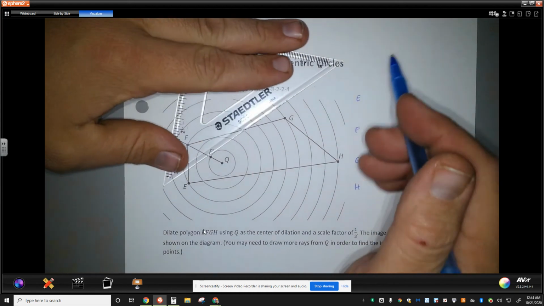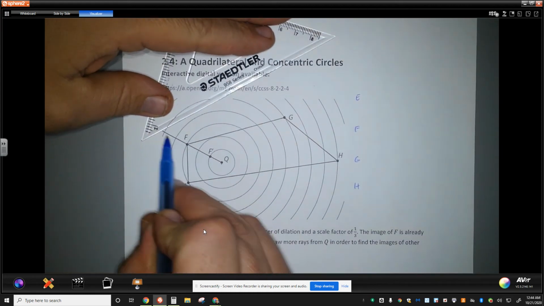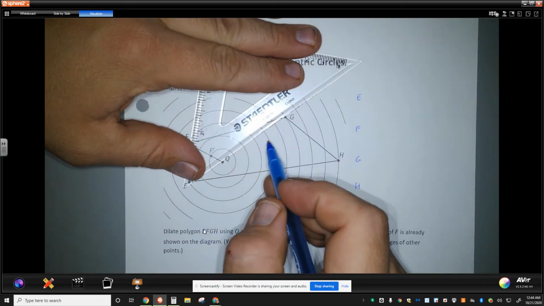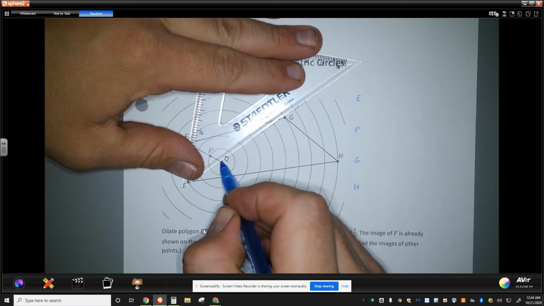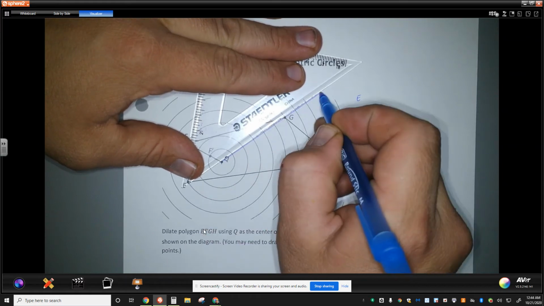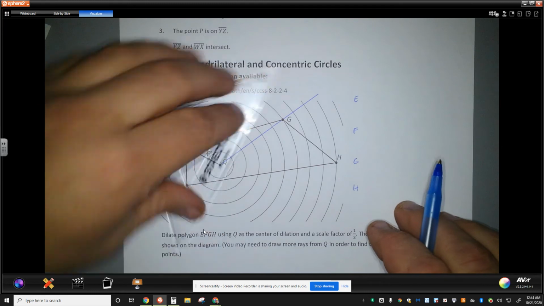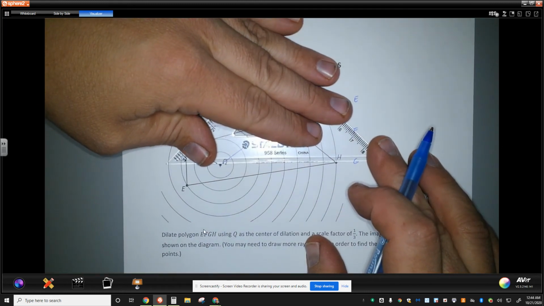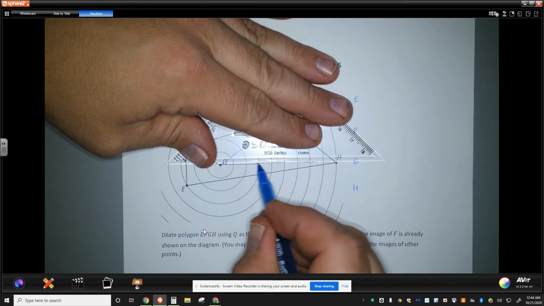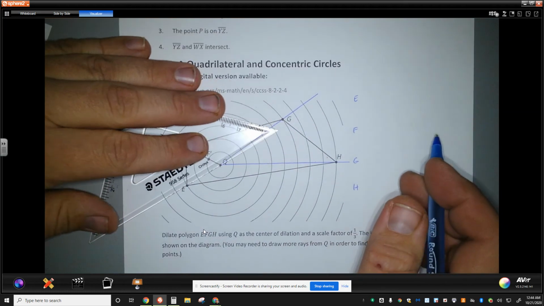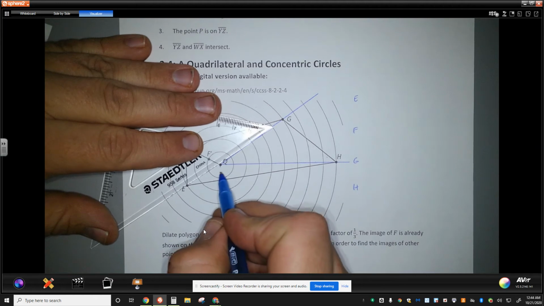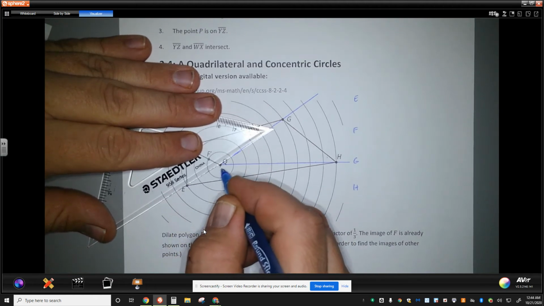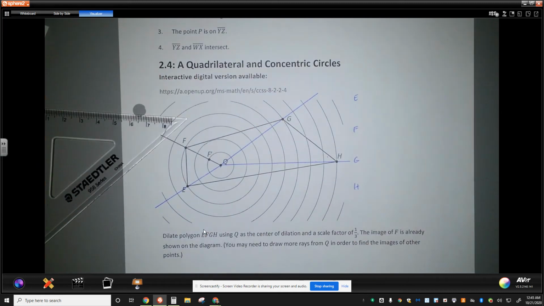So let's go ahead and do this. We know that we have a ray that goes from Q and emanates out to the outer point there. So we're going to go from Q to G. The reason for this, it'll help us to put our points in the exact places that they need to be, because the dilated images need to be what's called collinear with the center of dilation. Means that they have to line up on the same line, the center of dilation, the original point, and the image of the next point.